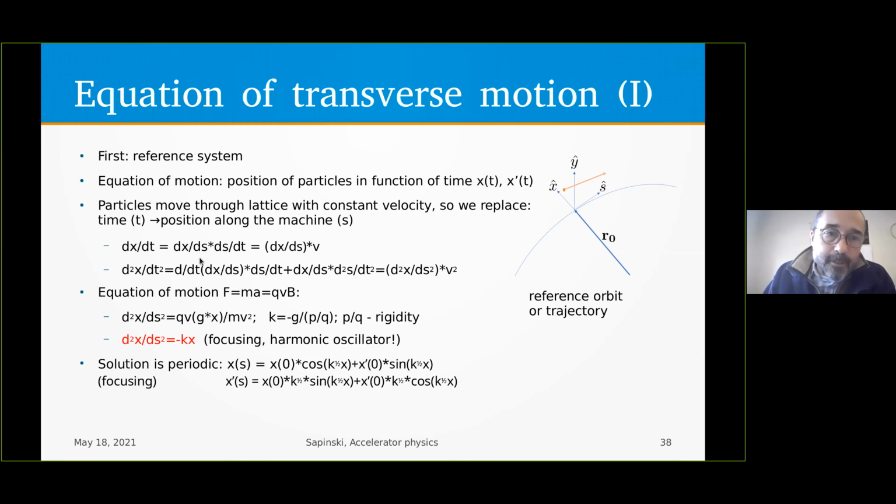If we put this calculation into the equation of motion, which is basically the Lorentz force here, then we get this red equation, which is the equation of a harmonic oscillator. So we already know that the transverse movement of the particle in the machine will be some kind of harmonic movement. And the solution to this movement is periodic because it's a harmonic oscillator, and can be expressed by these two equations.